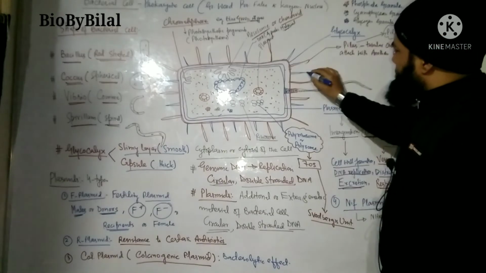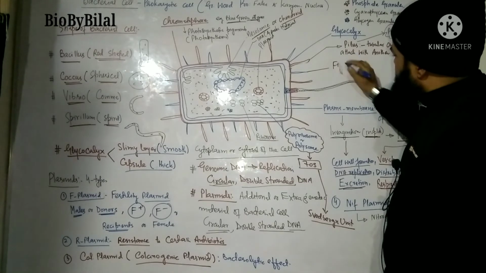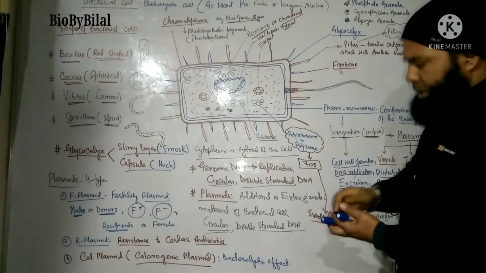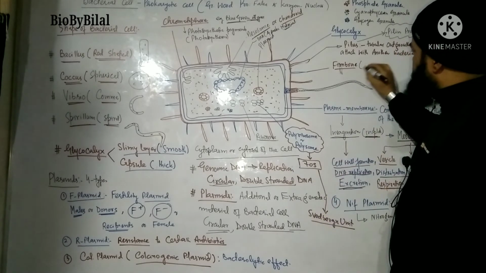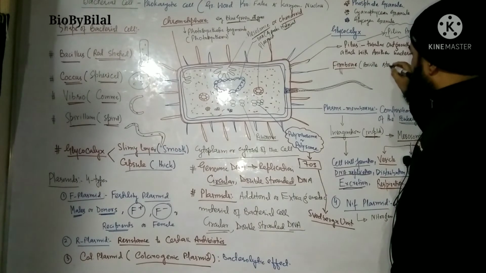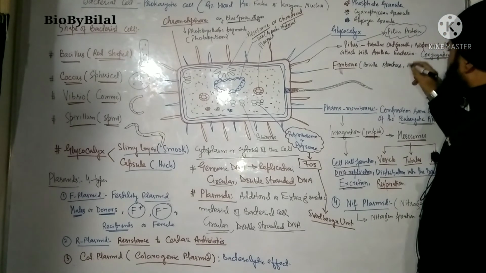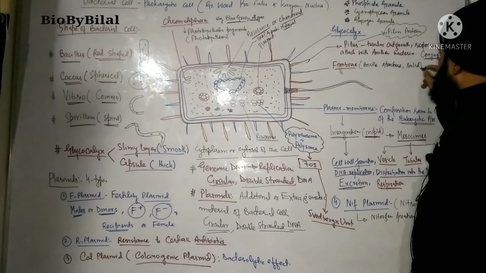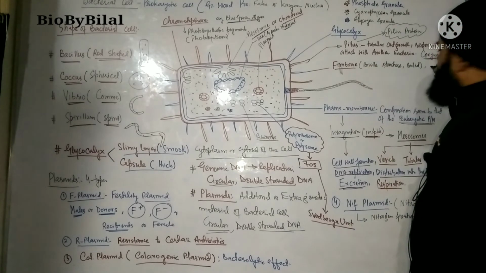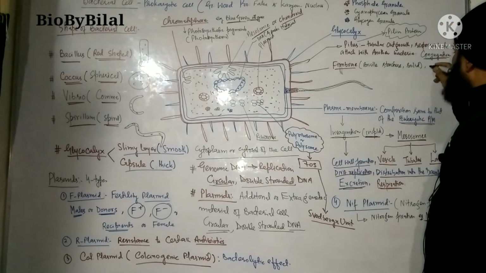Another structure here is called the fimbriae. This fimbriae is also a bristle-like structure, and this structure is solid in nature. It helps us in attachment with another bacteria. It provides a function of attachment to another bacteria.